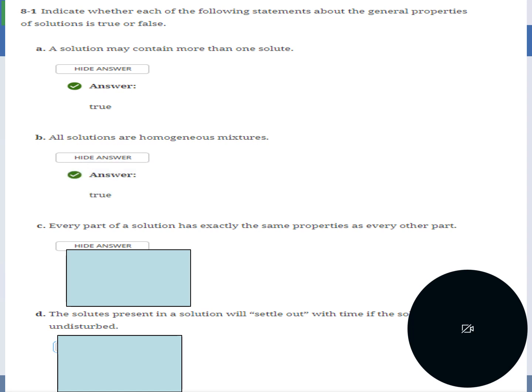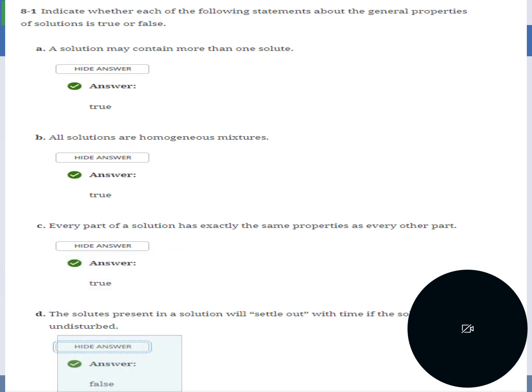Part C, every part of a solution has exactly the same properties as every other part. That is also a true statement. Since solutions are uniform throughout, every part is exactly the same. And the last one, solutes present in a solution will settle out with time, and that is a false statement. It does not separate into parts. There are our answers.